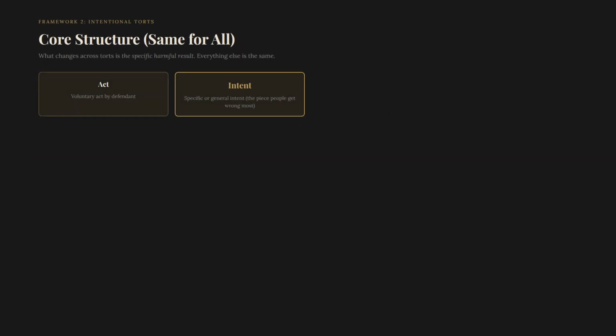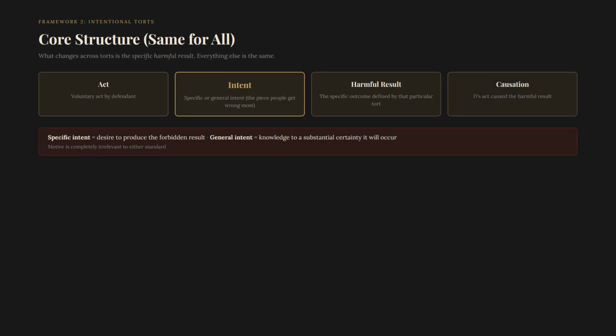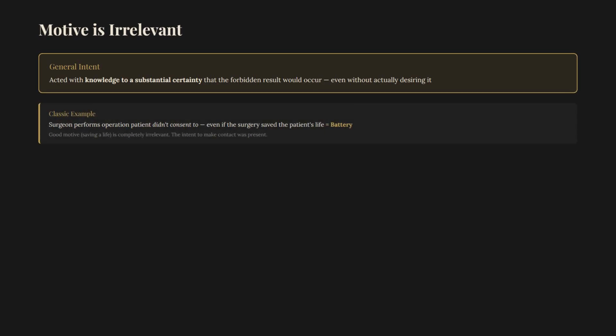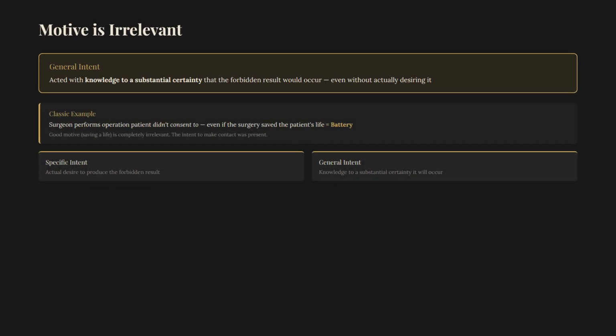Starting with intentional torts. For every one of them, the core structure is the same. Act, intent, the specific harmful result that tort defines, and causation. What changes is that specific harmful result. The intent requirement is the piece people get wrong most often. You need either specific intent, the actual desire to produce the forbidden result, or general intent, meaning you acted with knowledge to a substantial certainty that the result would occur. Motive is completely irrelevant, so a surgeon who performs an operation the patient didn't consent to has committed battery, even if the surgery saved the patient's life.